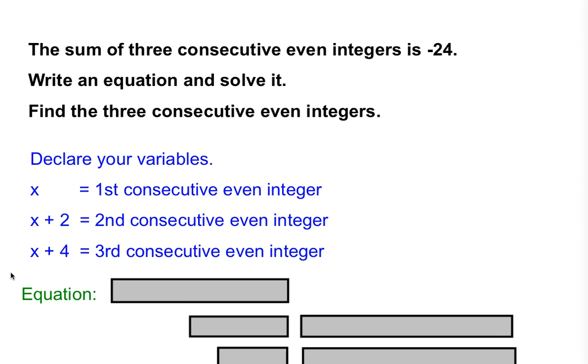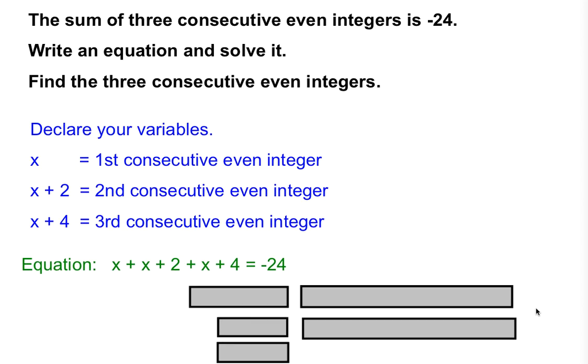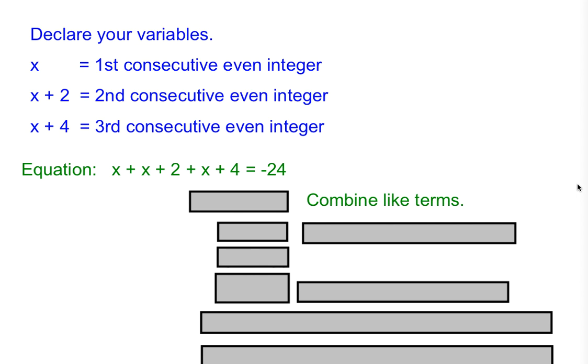So in the first sentence, it says the sum, so that tells you to add all 3 of these consecutive even integers together, and it is, in math, gets translated into equals negative 24. So that's the equation that we're going to start with. So let's see if you know how to continue. If you need a hint, combine your like terms.